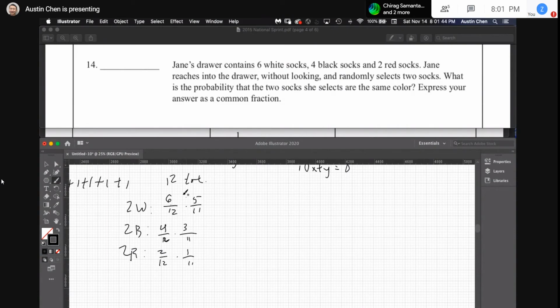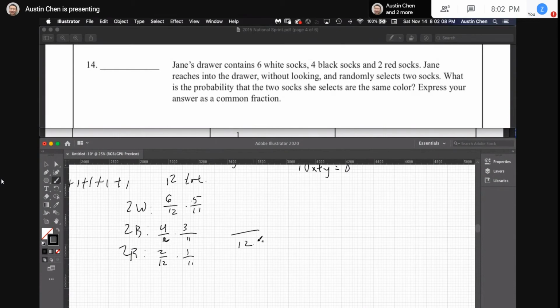So if you don't know this, this is just the number of socks that fulfills it, right? That we can get 6 white socks over the total number of socks. And once we pick one out, we're going to have one less of that color sock that we still need, and we're also going to have one less of the total socks, okay?